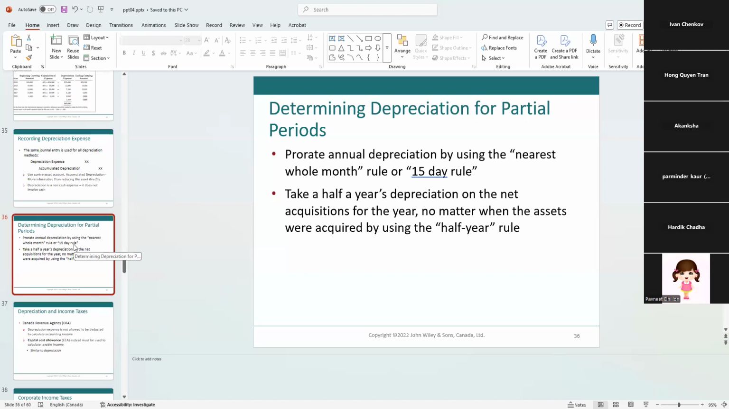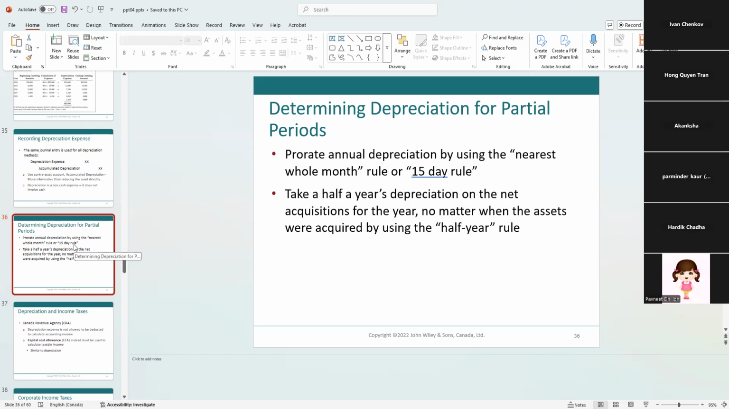Now what you have to keep in mind, if you purchase the asset in the middle of the year, in the first year you're not going to have 12 months of depreciation, you're going to have only the months that you're using the machine. And then after the 5th year, you have to add again a partial year to cover the remaining months.